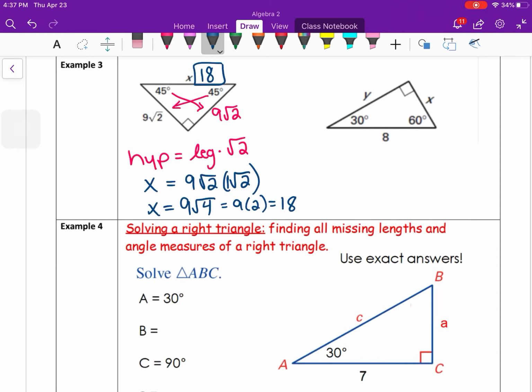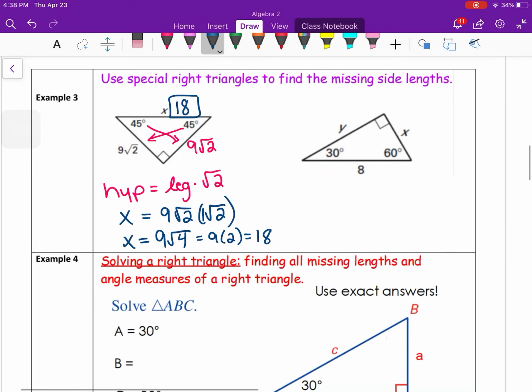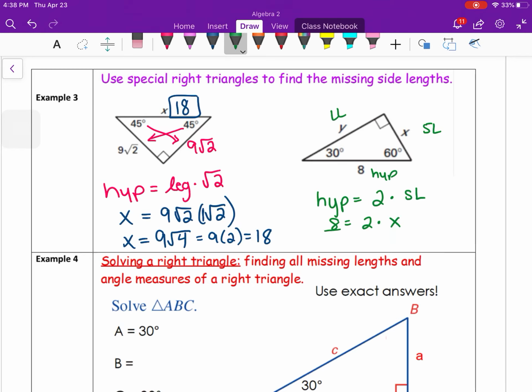So you'll have to plug in what you know and solve for what you don't using your algebra skills. All right, 30-60-90 triangle. So across from the 30 degrees is my short leg. Across from the 60 degrees is my long leg. And then this is my hypotenuse. I know that my hypotenuse is equal to 2 times my short leg. So I could say 8 is equal to 2 times x in this case. So divide both sides by 2 and I'd get x equals 4.